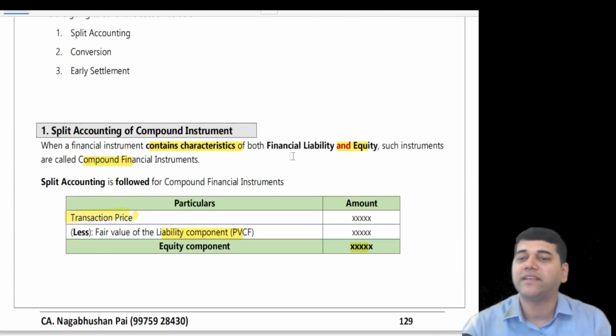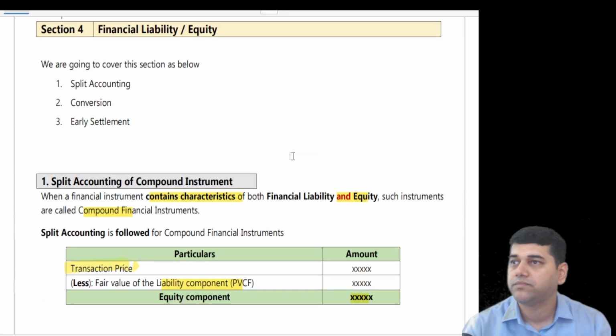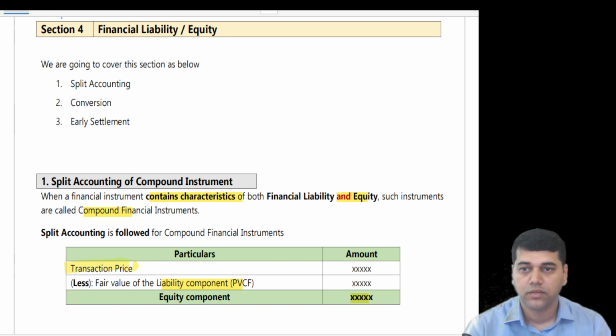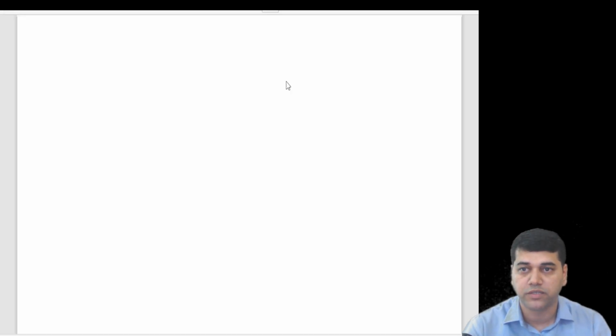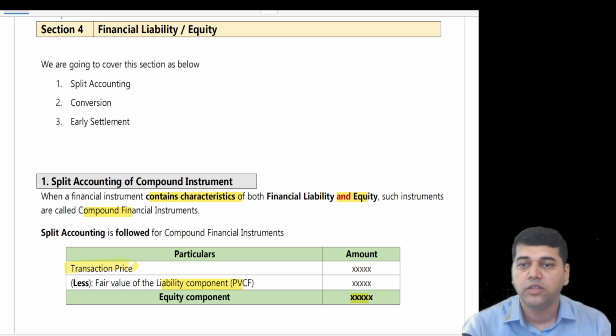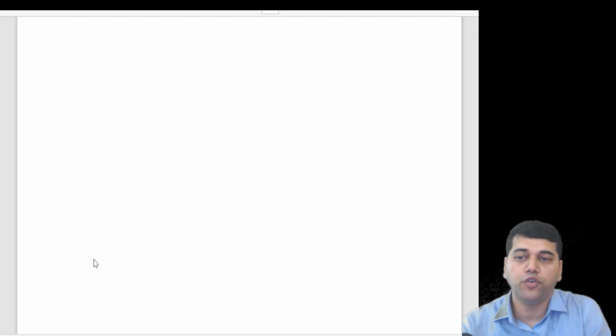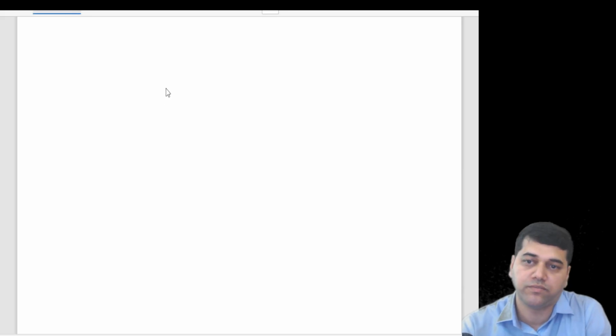So can you give me an example of a compound instrument, where you have got a liability also, equity also? Convertible debentures. Okay. Now, if you talk about a convertible debenture, let me open one blank PDF to you. See what happens in a convertible debenture.